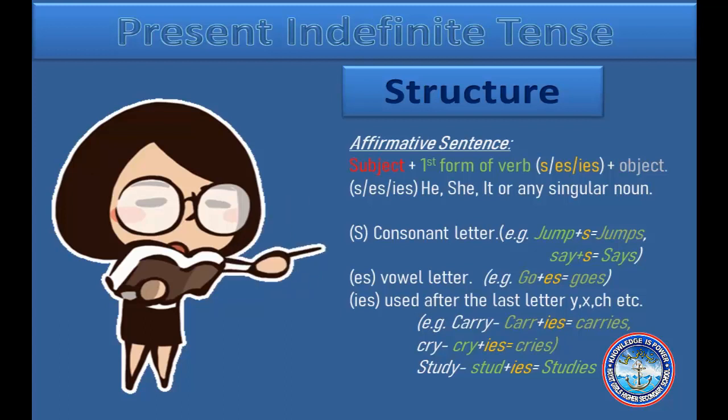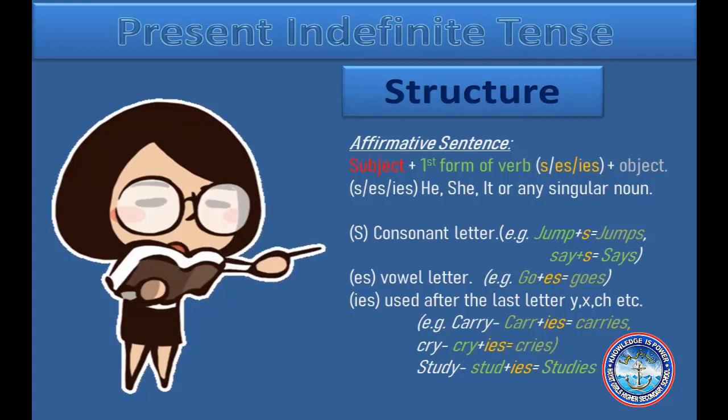Next we have ES. Where to use ES? It should be used after the verbs which end in a vowel letter. For example, go, G-O, go. Go is a verb. It's the first form of verb, and if you see, O is a vowel letter. That is why we are using ES: G-O-E-S, goes.